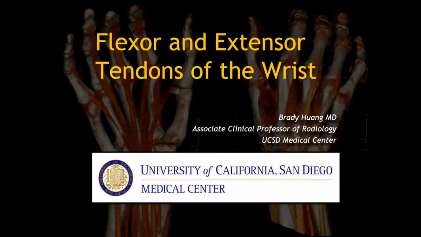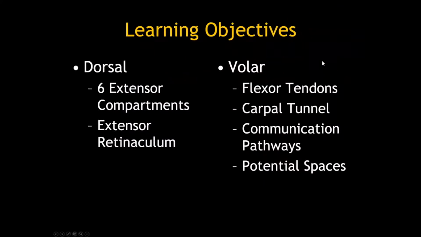I'll be spending the next 45 minutes talking to you about the flexor and extensor tendons of the wrist. I'm going to divide this discussion into two parts. We'll first talk about the dorsal aspect of the wrist, the extensor compartments and extensor retinaculum, followed by the volar aspect of the wrist, the flexor tendons, the carpal tunnel, and the various spaces that exist along the volar aspect of the wrist.